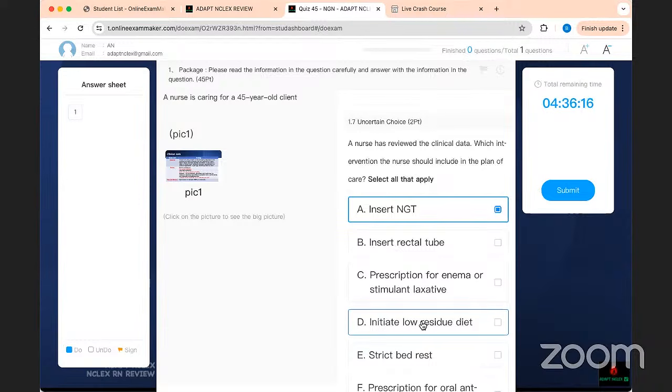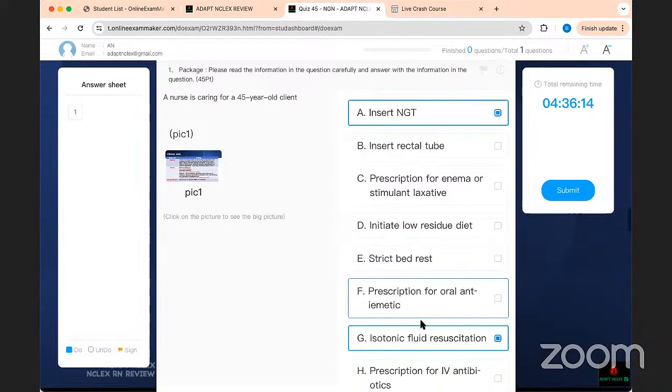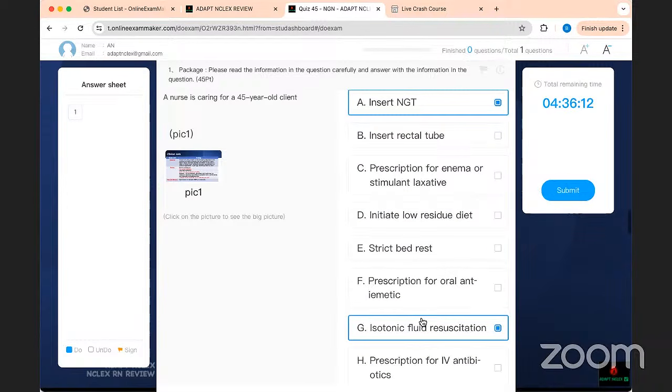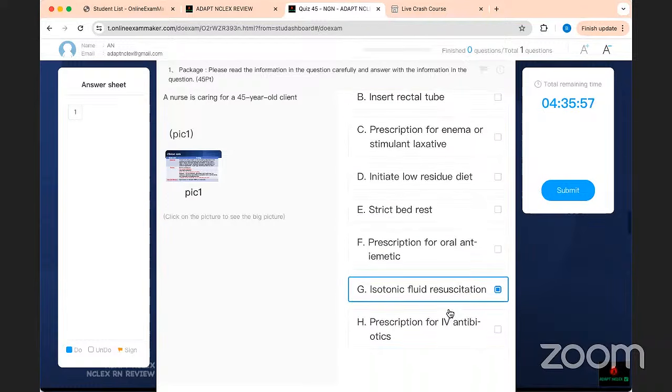So this was a trap question, and there are only two answers. You see, there's a bunch of options all the way to H. They don't need antibiotic. They just need fluid and an NG tube. You don't need a rectal tube. You don't need a prescription for enema. They need to be NPO. They need to get out of bed and walk. They need IV antiemetic.